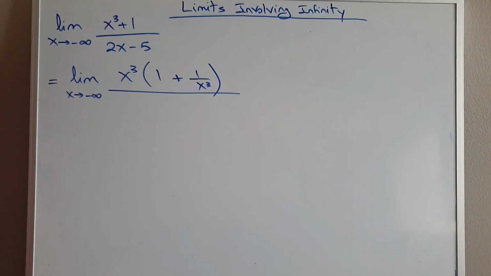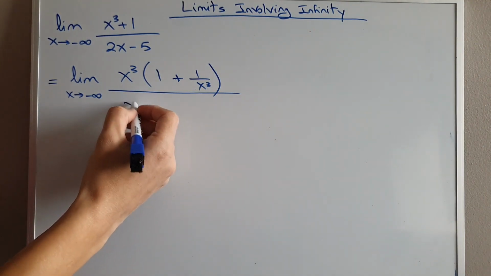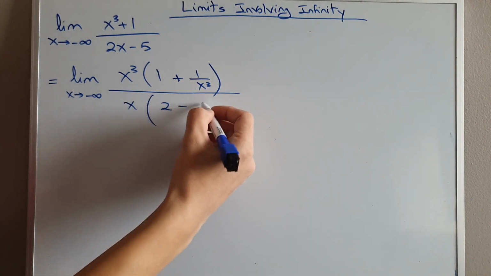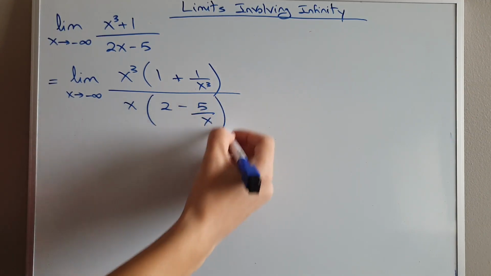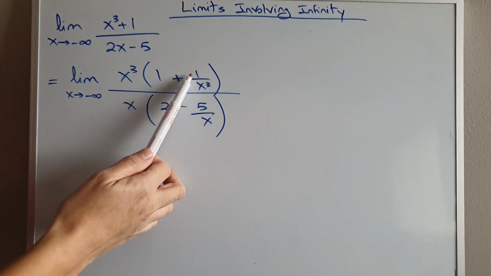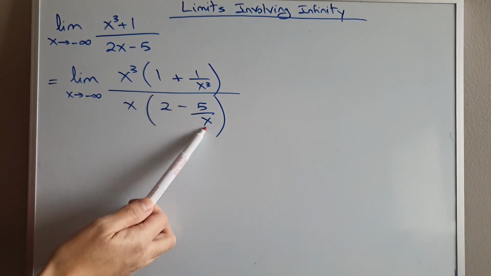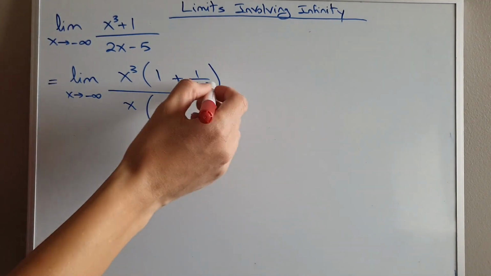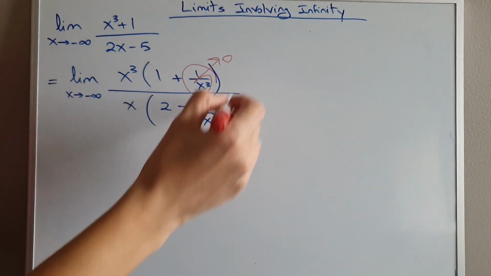In the denominator, the highest power is just x. So I'm left with 2 minus 5 over x. Since x is approaching negative infinity, I know that these will be a number over infinity, a number over infinity. So both of these are 0.